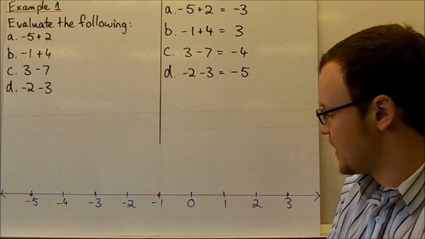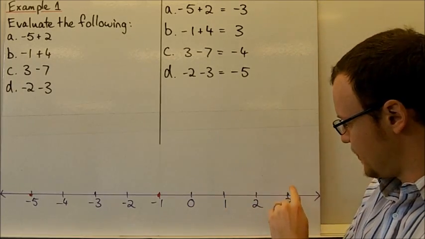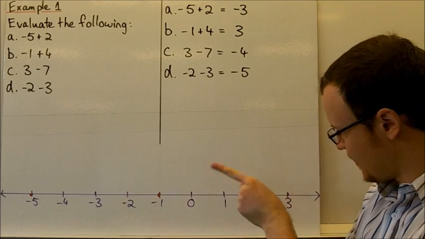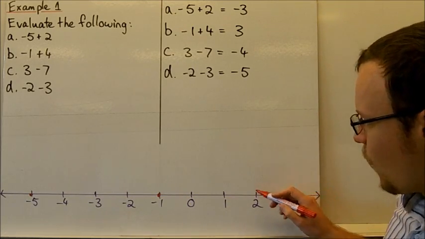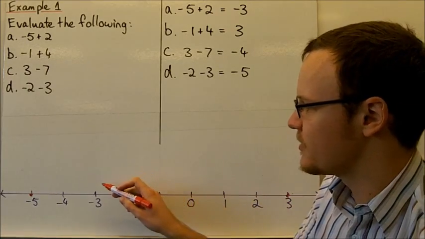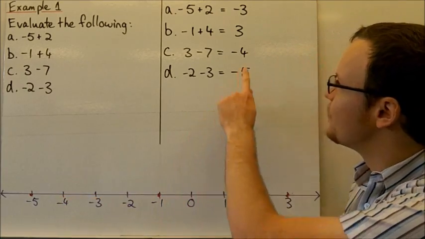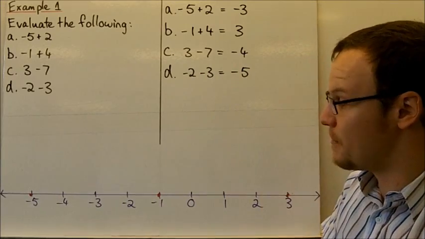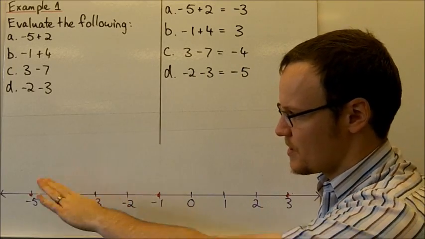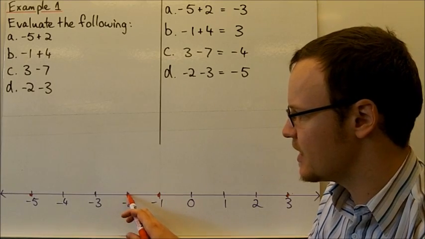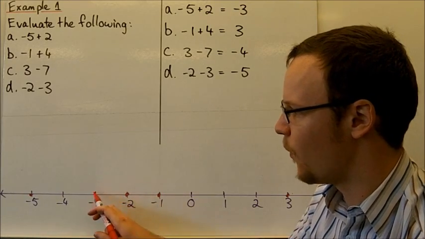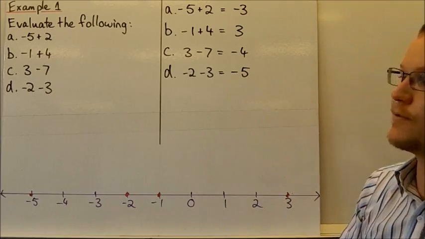3 is the answer. 3 minus 7: if we start at 3, we're taking away, so we move in this direction, take away 7, 1, 2, 3, 4, 5, 6, 7, and we get negative 4. Negative 2 minus 3: we start at negative 2 and subtract 3, so we're moving in the left direction, 1, 2, 3, and we get negative 5.